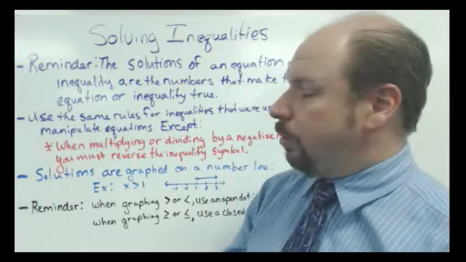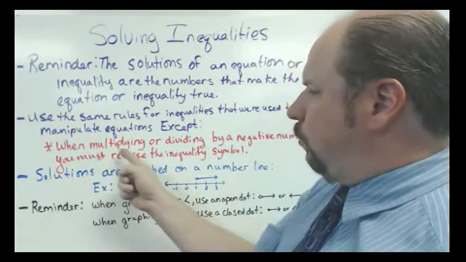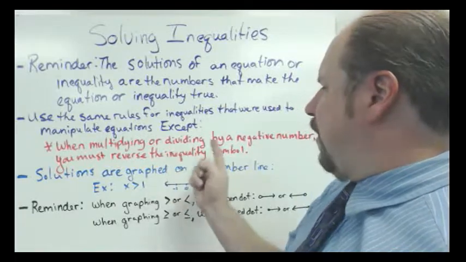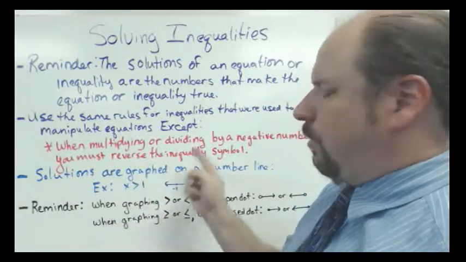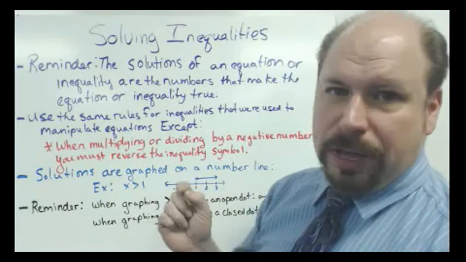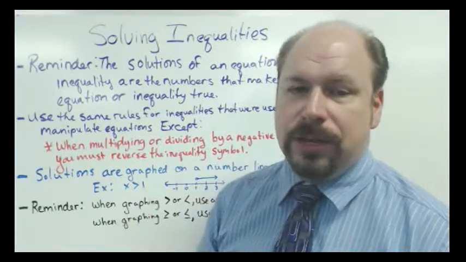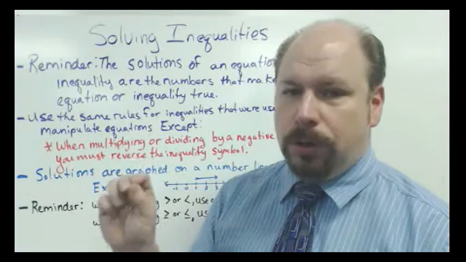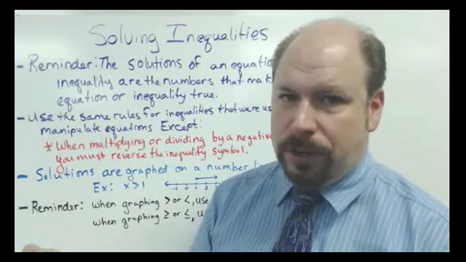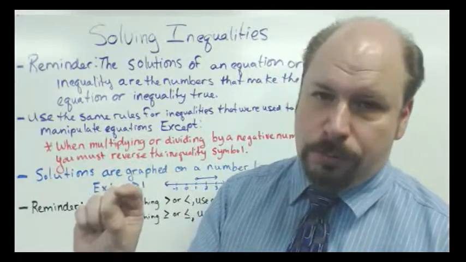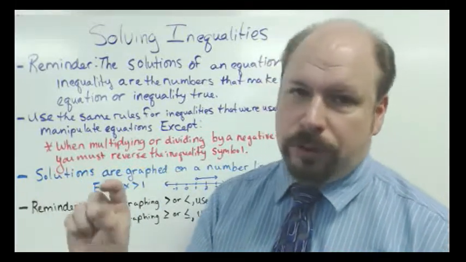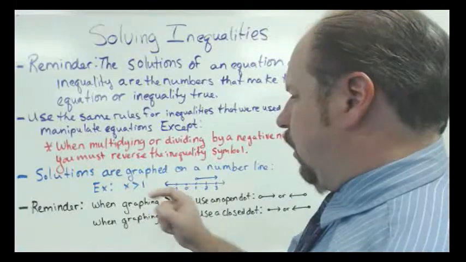So this is important. Be sure to take this in your notes. When you multiply or divide by a negative number, you must reverse the inequality symbol. So we will have an example of that in just a second. But remember, multiply or divide by a negative number, that inequality symbol is either going to go from less than to greater than or from greater than to less than, either way.